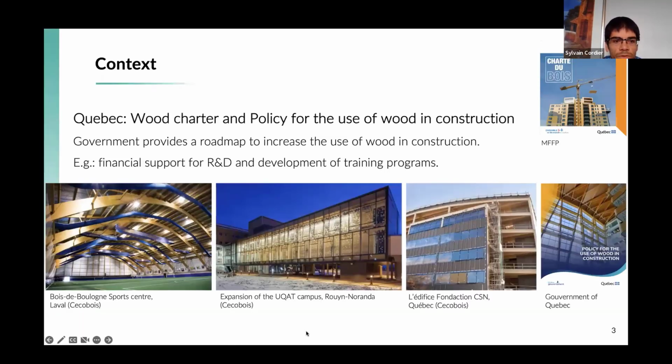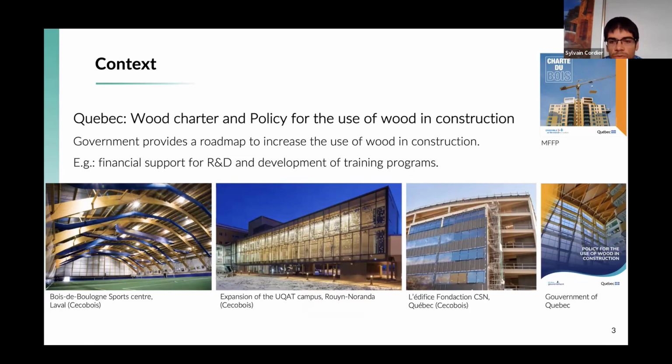A few words for the context. As part of a policy for the use of wood in construction to support the forestry and the construction industry, the government in Quebec provides a roadmap to increase the use of wood in construction. So we see more and more buildings with more than 6 floors that are built with solid wood structures. It can go up to 12, and in Quebec and in Canada, it already went up to 18 floors.